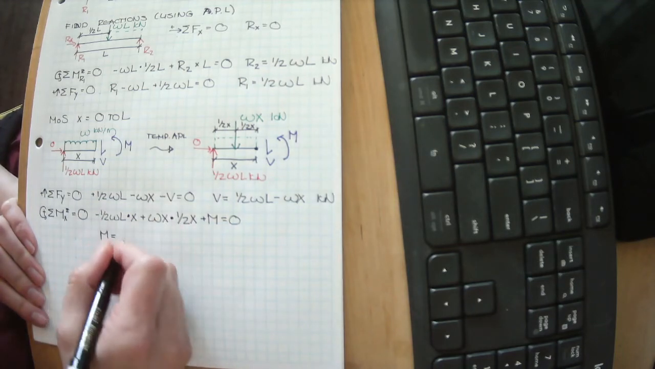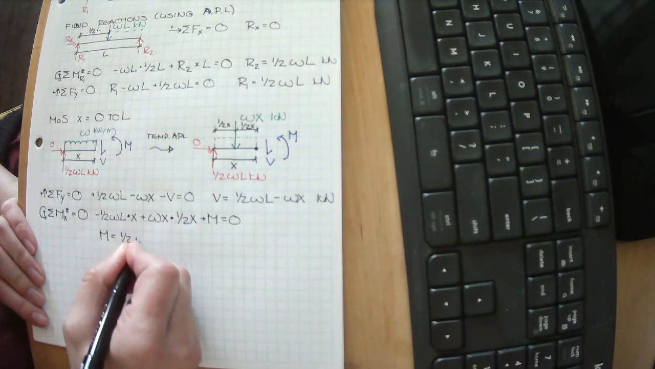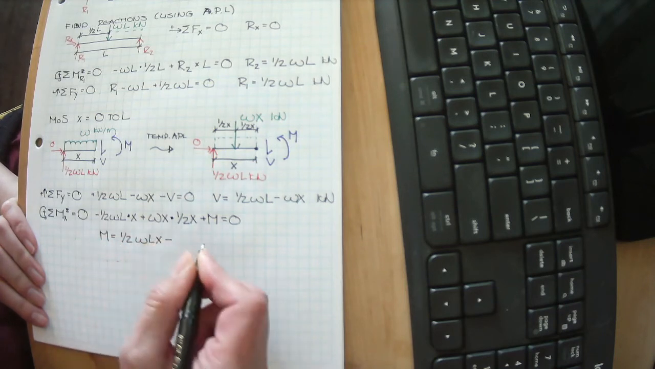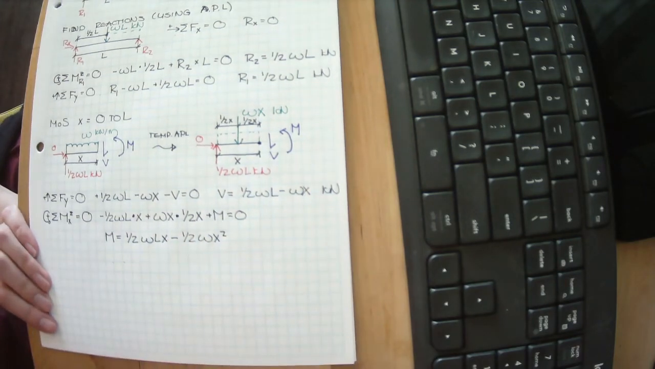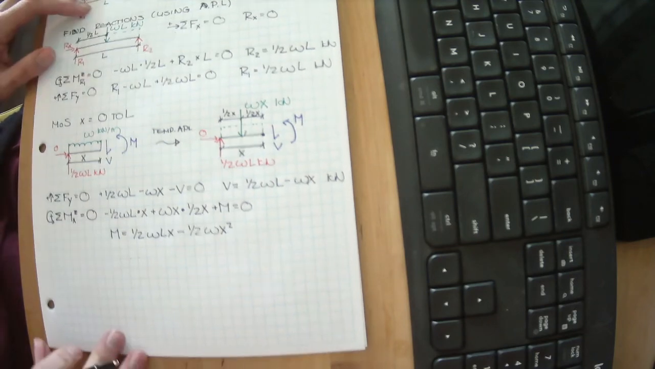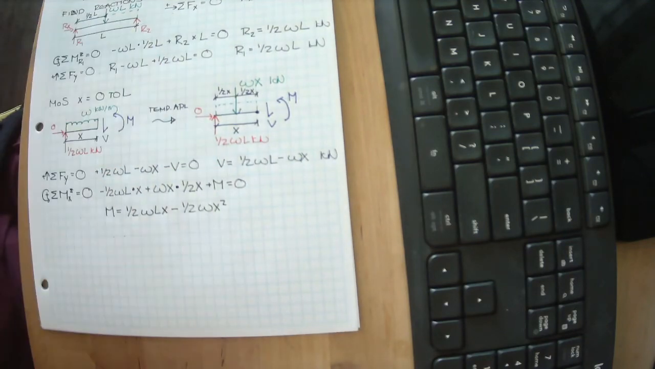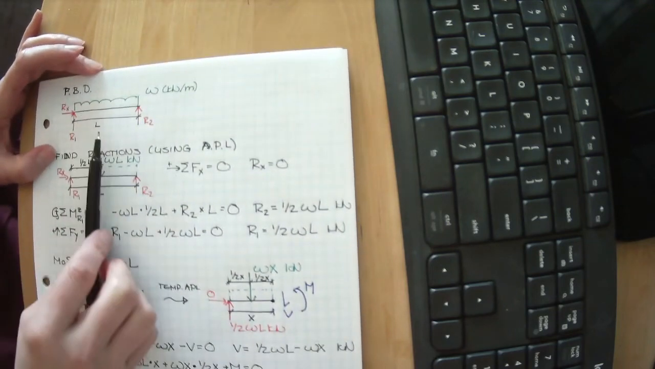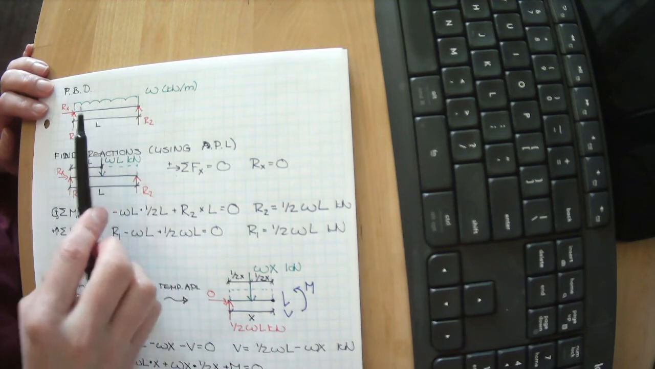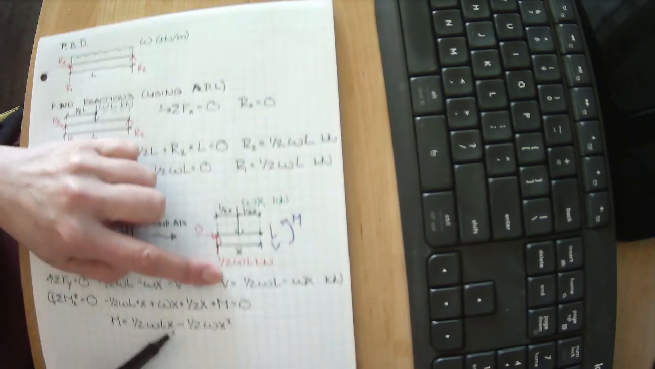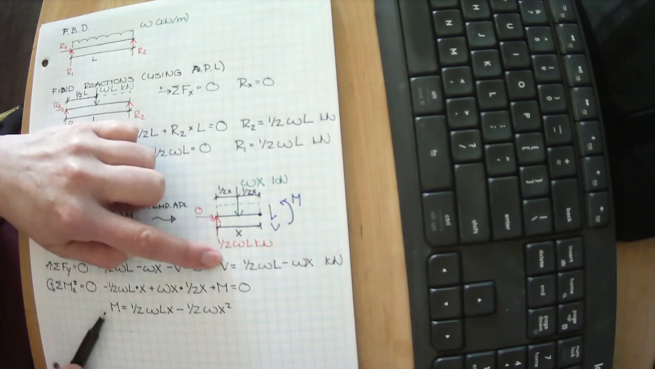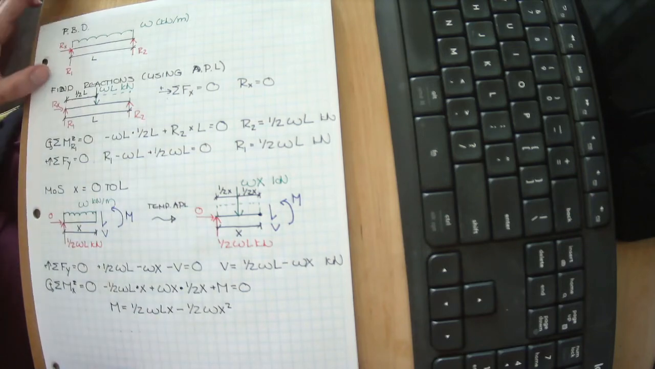So M equals 1/2 WLx minus 1/2 Wx squared. All right, well, that's actually not so bad. We have two equations. We know now what the moment is anywhere along this free body diagram. Doesn't matter what the load is, doesn't matter what the length is. We now know what the shear is and what the moment is anywhere along its length. We just have to know, if somebody gives us W and the length, we can find out at any point along its length what its value is.